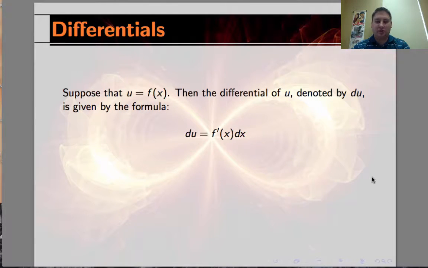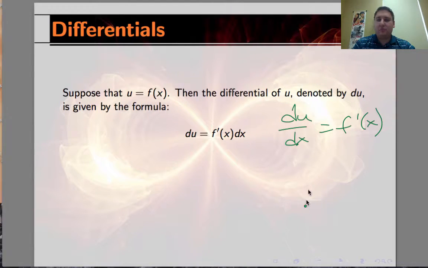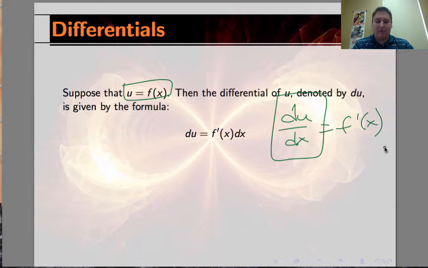Then the differential of u, this is the definition, which we denote by du, is given by the following formula. du is always equal to f prime of x times dx, and dx means the differential of x. You'll remember, when we talked about this in class, if you divide both sides of this equation by dx, you get du/dx equals f prime of x. And of course, du/dx is just an alternative notation for the derivative, right? So if u equals f of x, then du/dx is equal to f prime of x. So that's kind of an easy way to remember this.